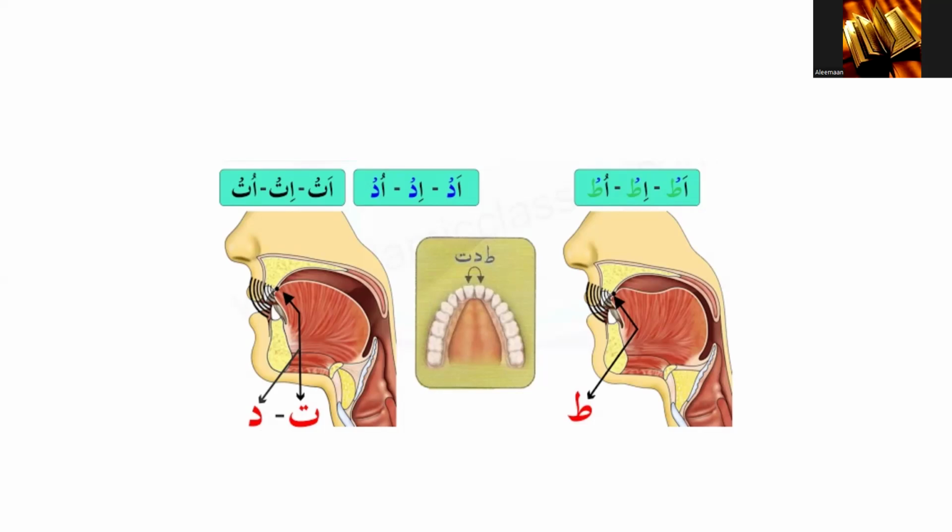Then dal and ta come out. Is ta heavy or light? Ta is heavy, dal is light. Ta and dal have sukoon. What happens? Qalqala. And ta has sukoon, what happens? Hams. What is hams? Air comes outside your mouth, and qalqala is for dal.